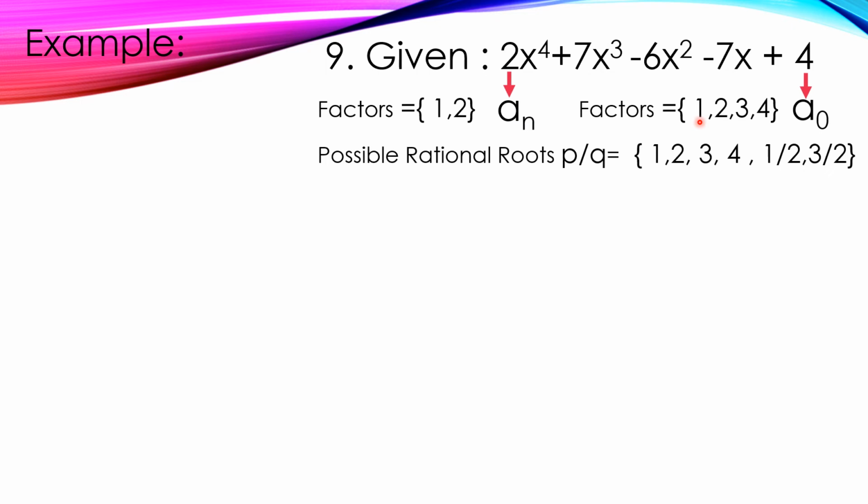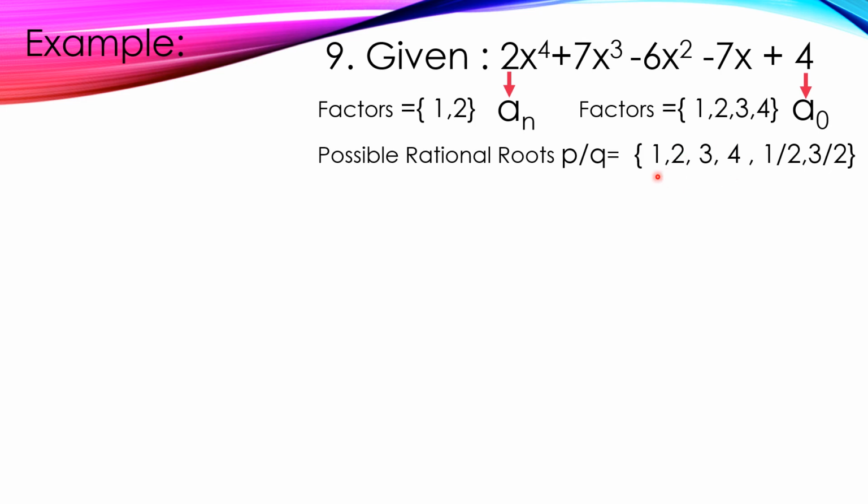So 1 divided by 1, that is 1. 1 divided by 2, we have 1 half. Then next, 2. 2 divided by 1, we have 2. 2 divided by 2, we have 1. Next, 3. 3 divided by 1, we have 3. 3 divided by 2, we have 3 halves. Next, 4. 4 divided by 1, we have 4. 4 divided by 2, we have 2.